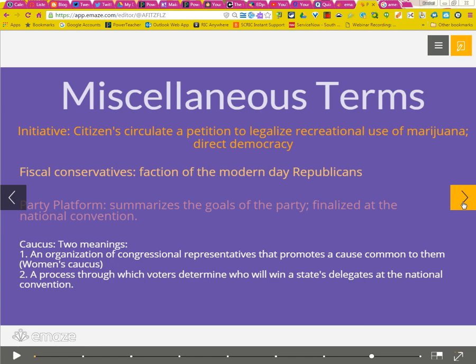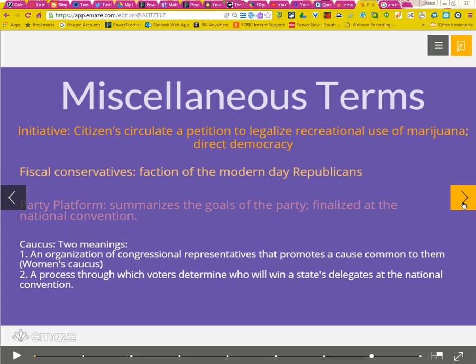The party platform summarizes the goals of the party, and this is finalized at the National Convention. And then the planks in that platform could be, for example, gay marriage, the debt ceiling, abortion, immigration, all those types of things.